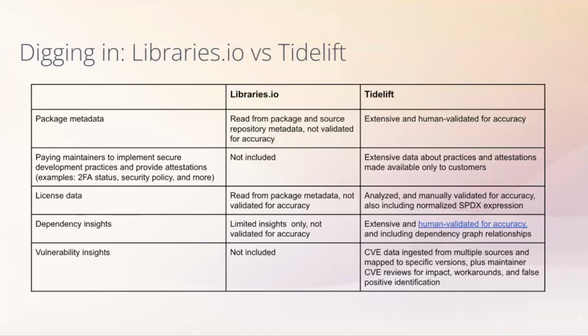There is license data. So again, libraries is gathering license data from package metadata. It's not validated. It's gathering this information from places like GitHub, from package managers, so on and so forth. With Tidelift, we undertake manual research and validation for accuracy of the data that's coming in. There are instances where licenses aren't available. We'll go do the research to figure out what the accurate license is, and we make that available in the form of a normalized SPDX expression.